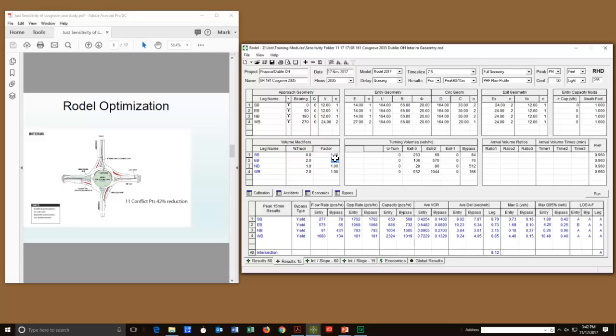So what if the traffic's off? What if we have a 10% increase in that flow? And you can see it's pretty sensitive with a 10% overage over the 2035 flows. Your VC ratio is going up over 1, just barely, for legs 2 and 3. Our delay is going up to 80 seconds and 57 seconds.